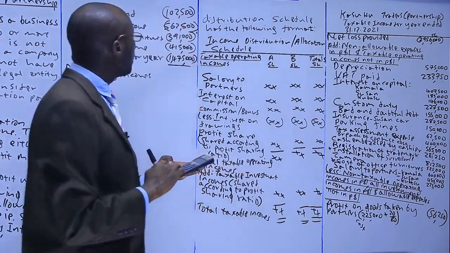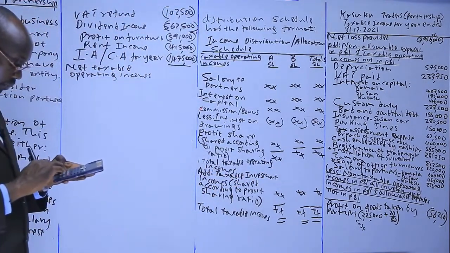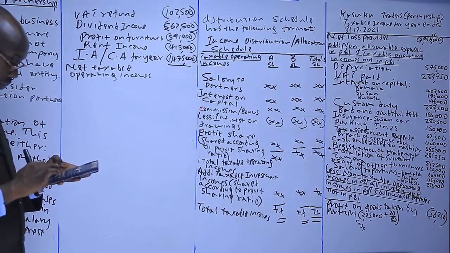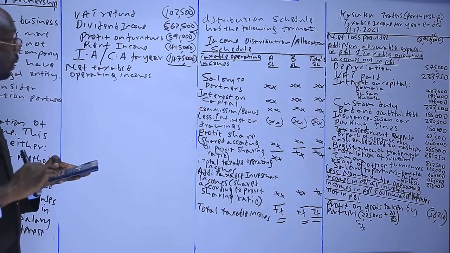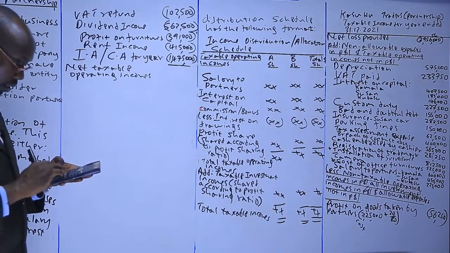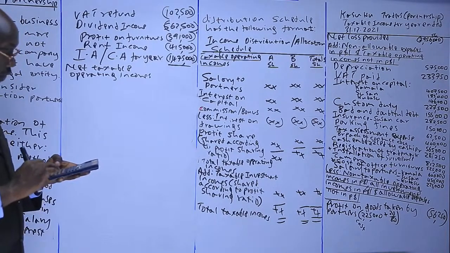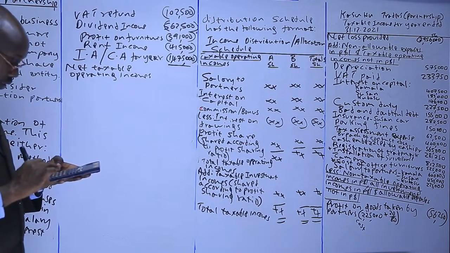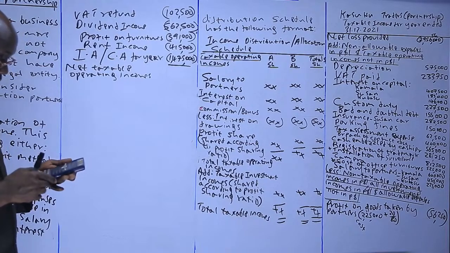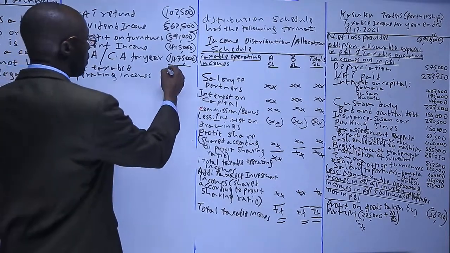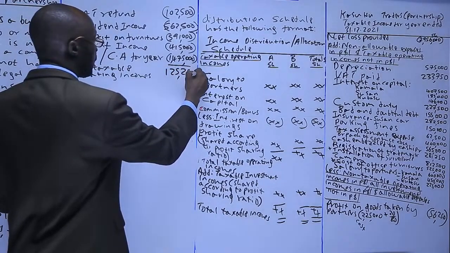We minus 102,500 minus 52,500. We minus 591,000 minus 415,000. We minus 1,475,000. So giving us 125 to 50. So we have 125 to 50.